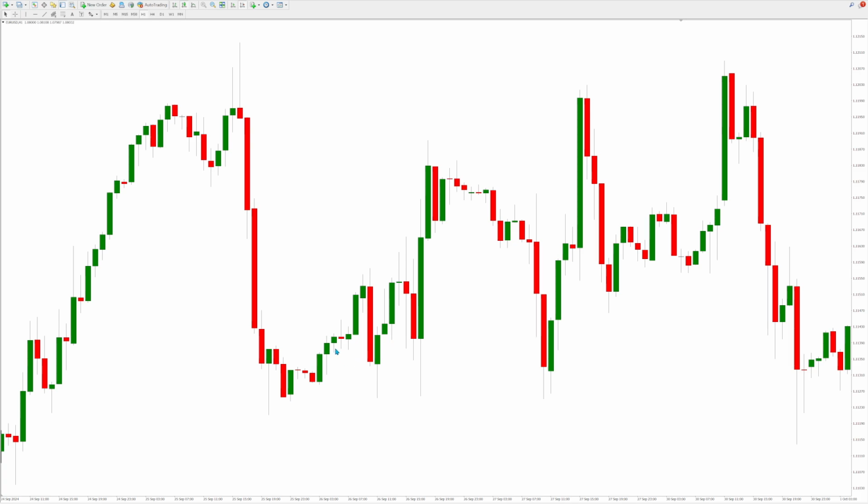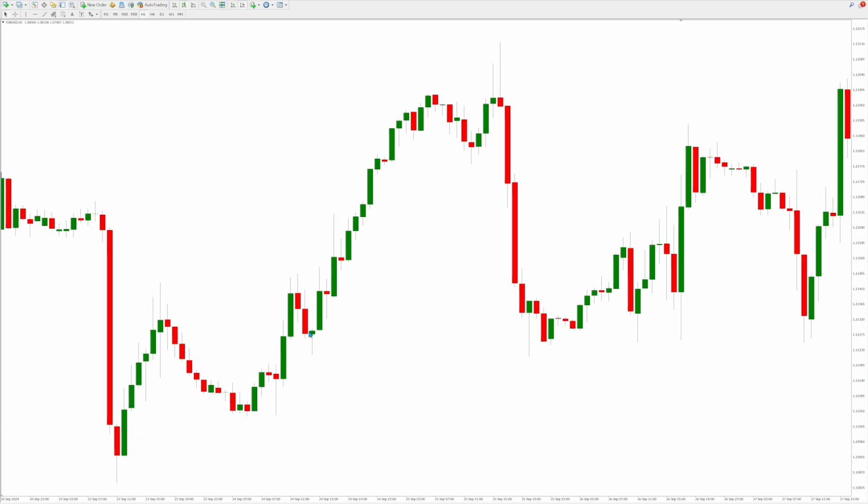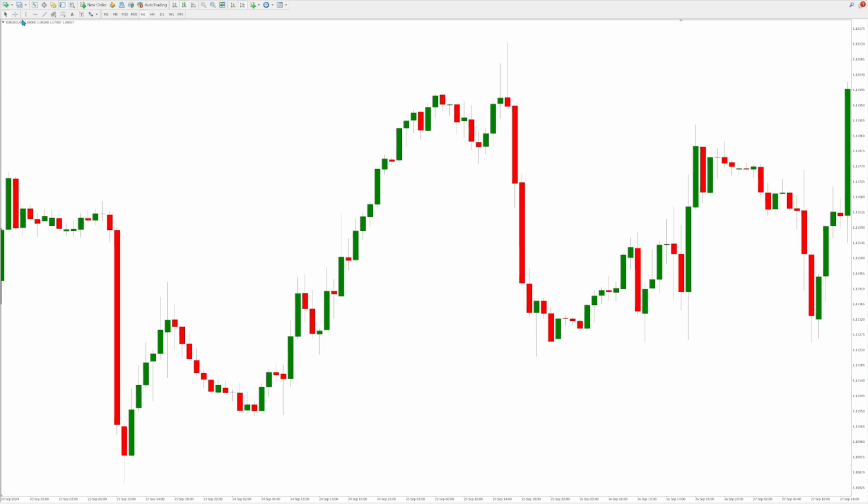There's a good example there. See, small body, small upper wick and long lower wick. That's a nice bullish pin bar. Good thing about that one is we had a nice uptrend forming, so this could have been a good time to start looking for an entry, perhaps on the breakout there.